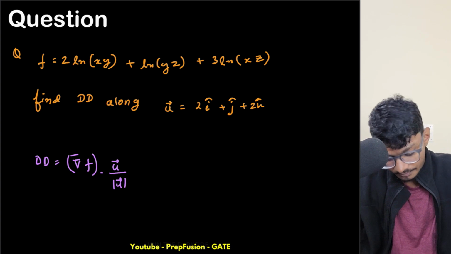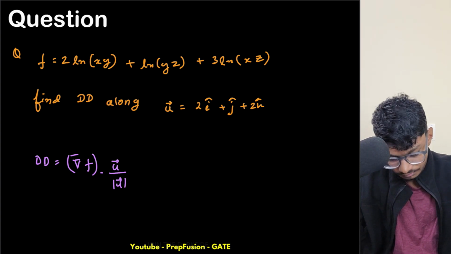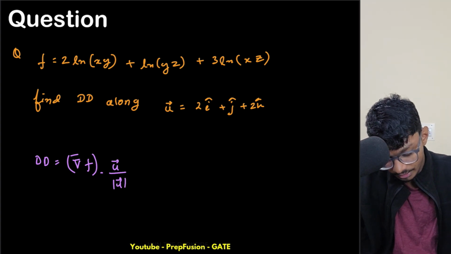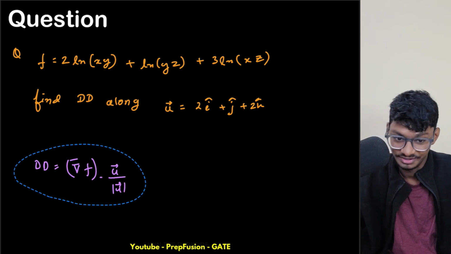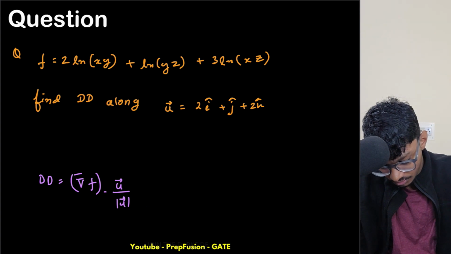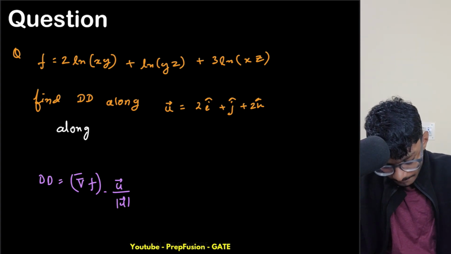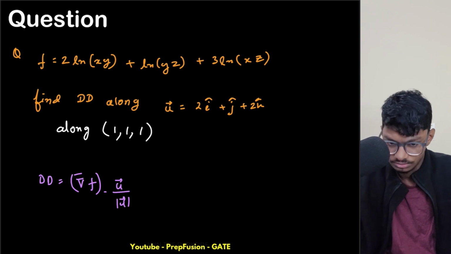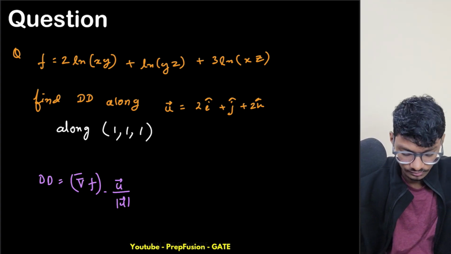So first let us find del of f at the particular point, which is, okay, sorry, I forgot to write the point. From what I remember, the point was 1 comma 1 comma 1. I think this one was the point.